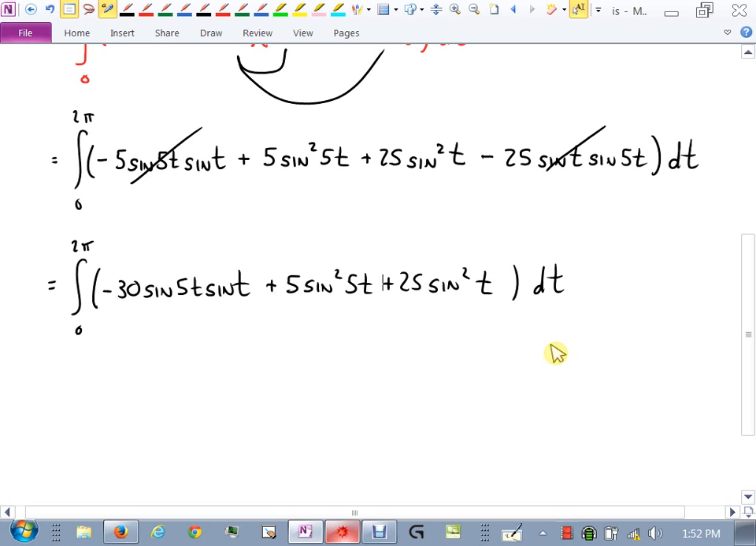What about this one right here? Anyone know how to do this one? You might be able to do that by parts, but there's an easier way. There's a pre-cal formula. It's your product to sum formulas for trig functions.